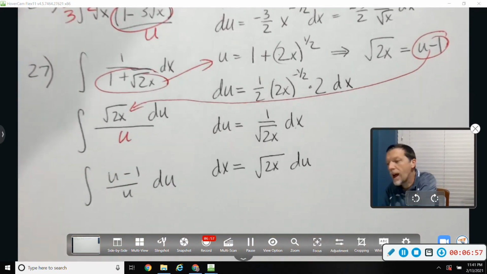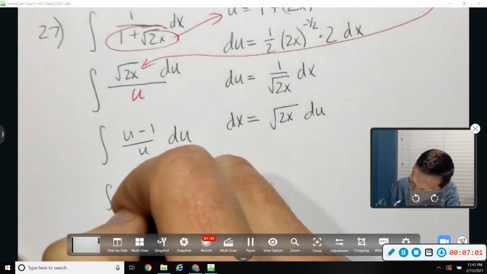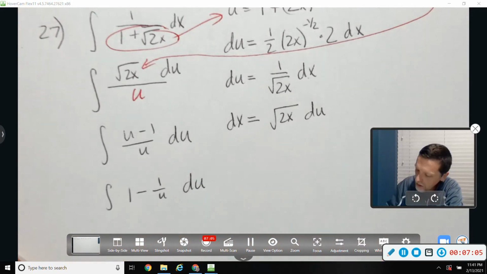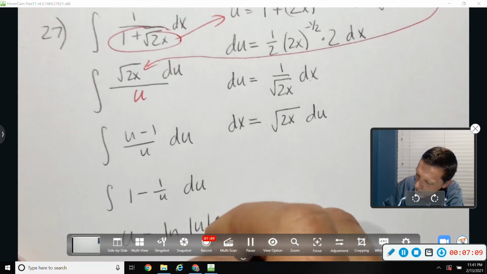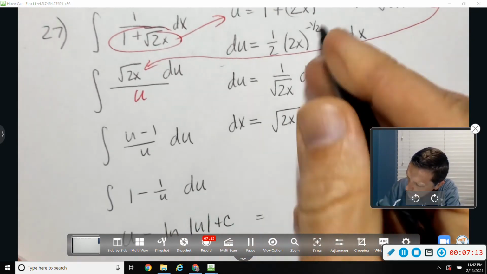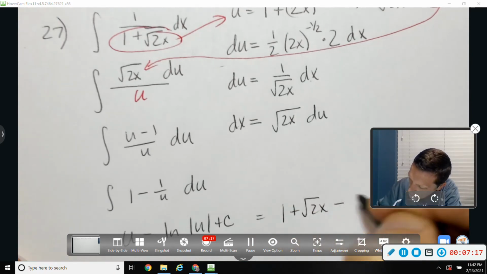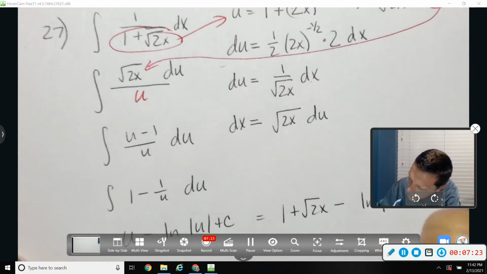And how they expected you to know to do that, I'm not sure. The integral of 1 minus 1 over u du should be easy from here. That would be u minus natural log of u plus c. Except I need to replace u: 1 plus square root of 2x minus natural log of 1 plus square root of 2x plus c.